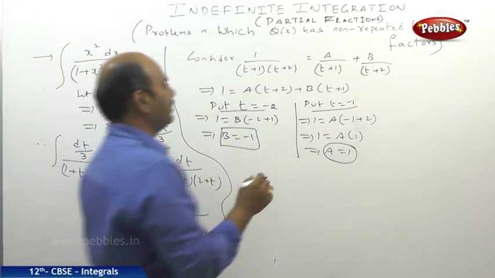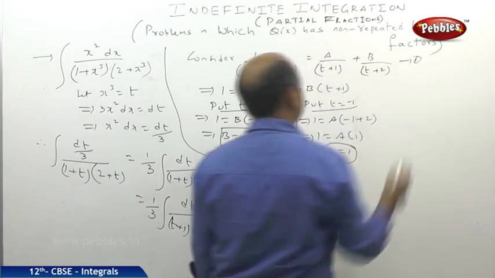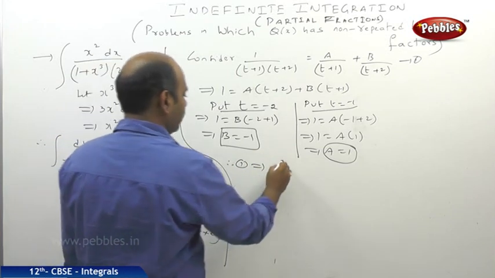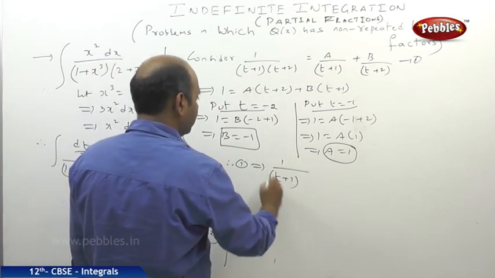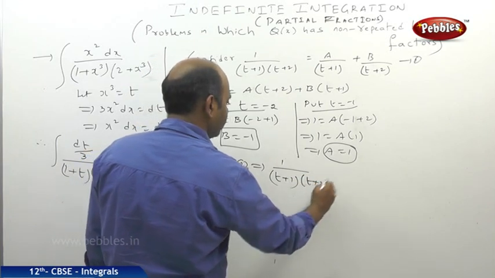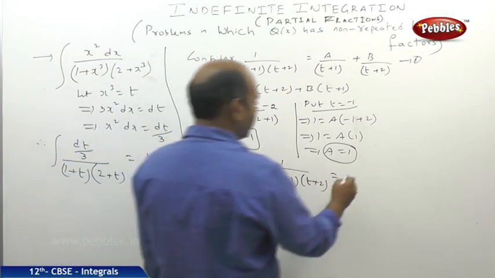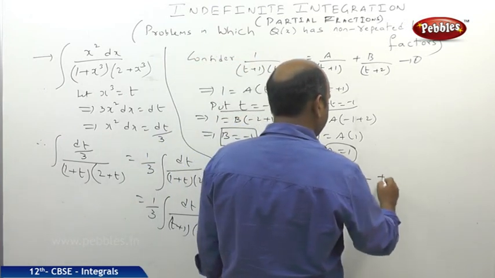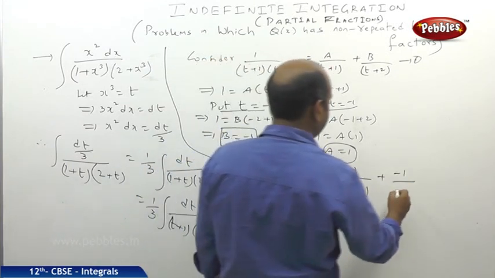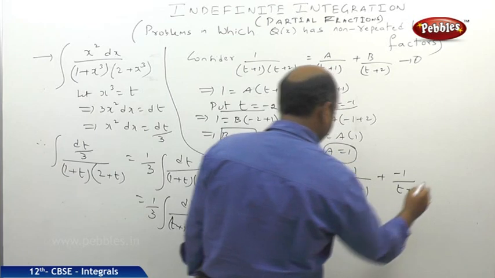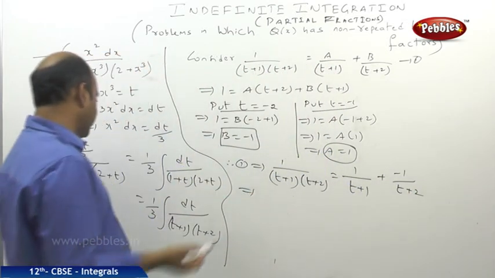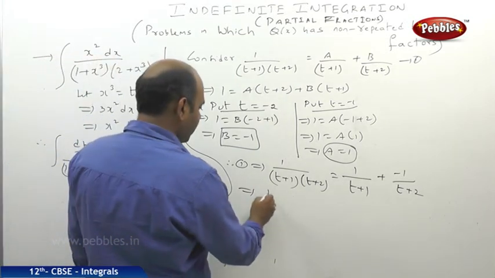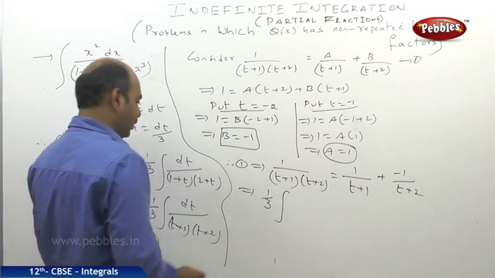Therefore, 1 by t plus 1 into t plus 2 is equal to, in place of A, I substitute 1, so 1 by t plus 1, and in place of B, I substitute minus 1, by t plus 2. Now I will integrate. Before integrating, I can multiply with 1 by 3 because here 1 by 3 is there. So I'll be multiplying with 1 by 3 and then I'll be integrating.